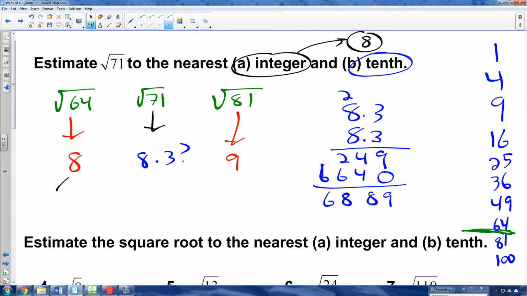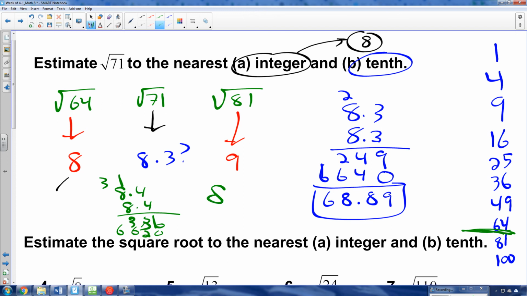So maybe it's 8.4. Let's see if 8.4 does it. If I do 8.4, which is a little higher, do I get a closer number? 8 times 4 is 32. I get 70.56, so I get a closer one. I think 8.4 is our best bet. That's our closest number to the nearest tenth. It's closer to 8.4 than 8.3.